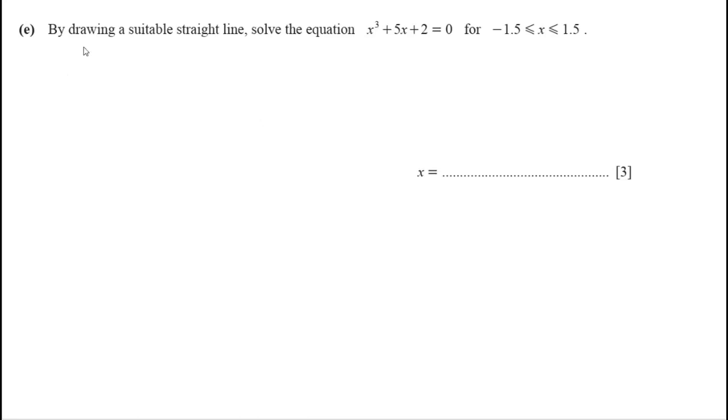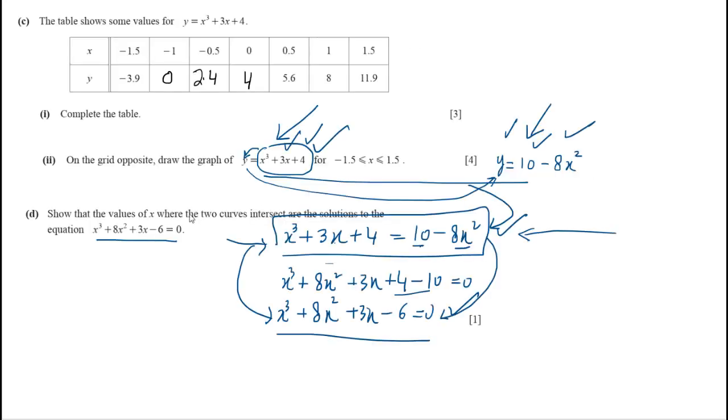And now the last part, by drawing a suitable straight line, solve this. Now we have to draw a straight line on the graph, and now we have to find the solution of this equation, which is a cubic equation. If you look at this D part, here what we have done, we have just combined this. We have written these two in a single equation like this, and then after rearrangement, we have converted it into another cubic equation.